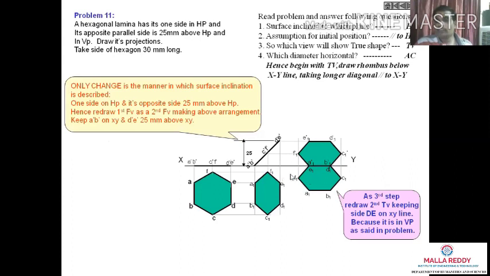If we observe all these three problems, the second and third steps are similar, and the fourth and fifth steps are similar. Either it might be the first step, it might start below the XY line or above the XY line. The second and third steps, and the fourth and fifth steps, are similar. So if we understand all these concepts, we can draw all the problems, all the diagrams. Thank you.